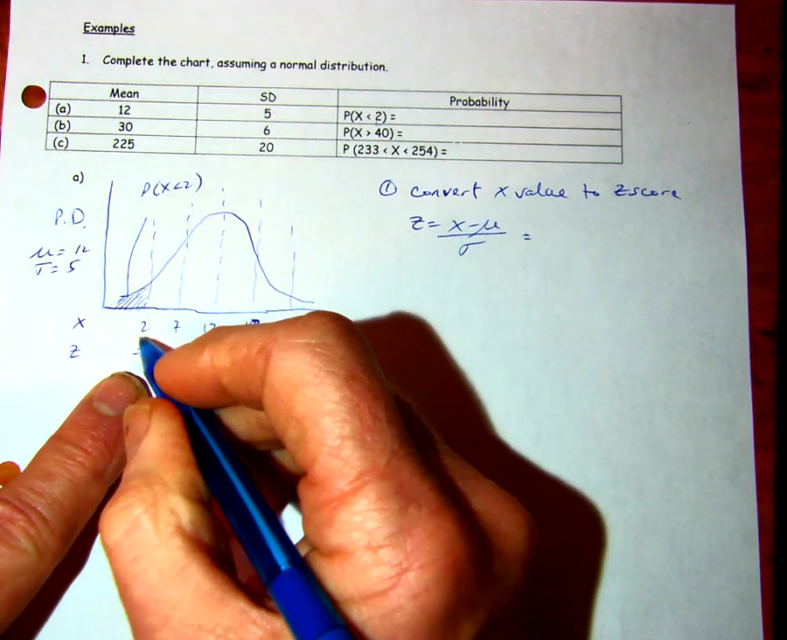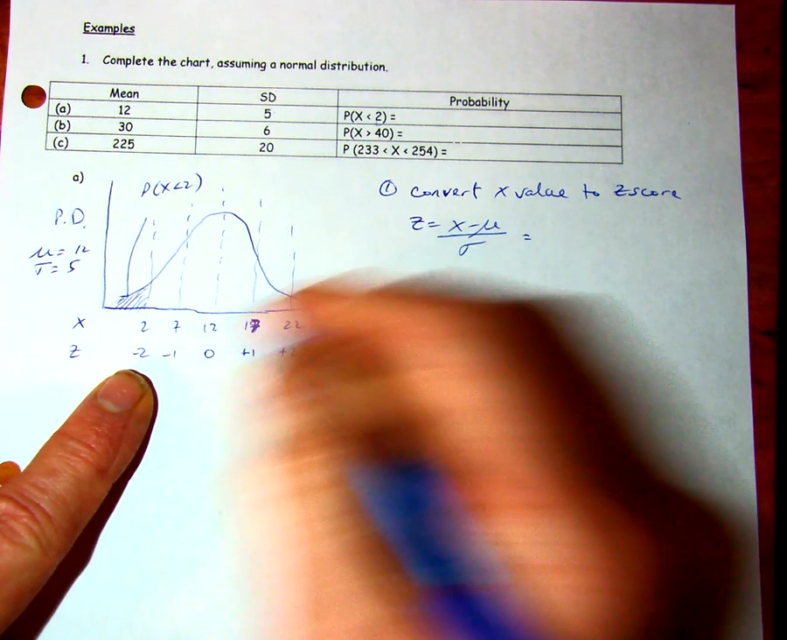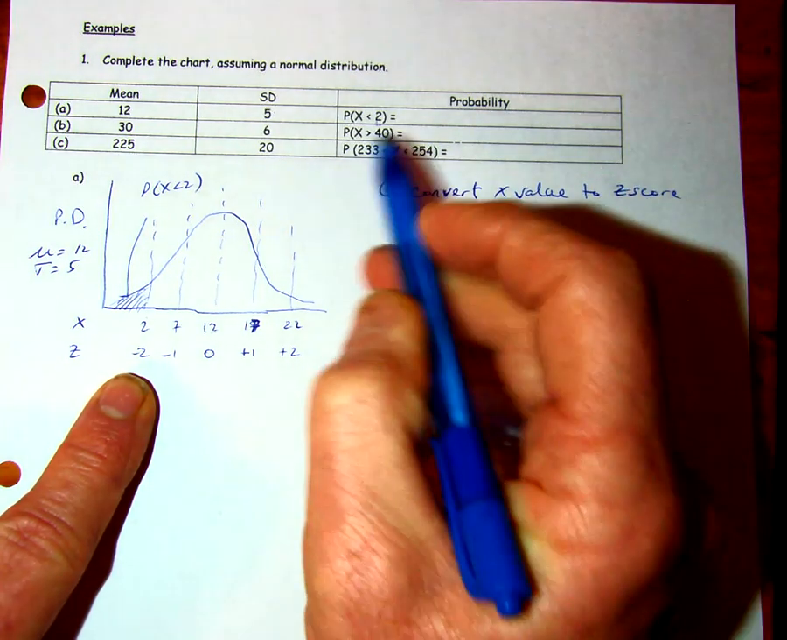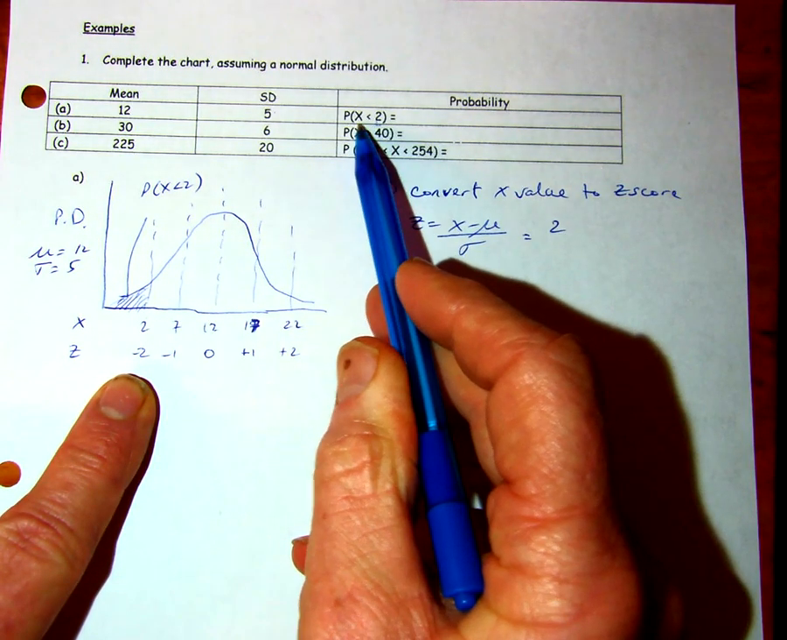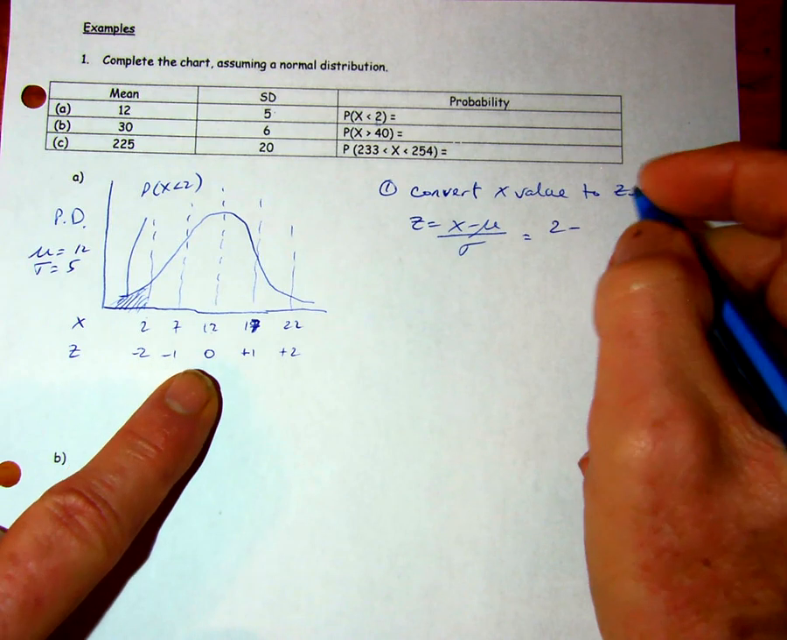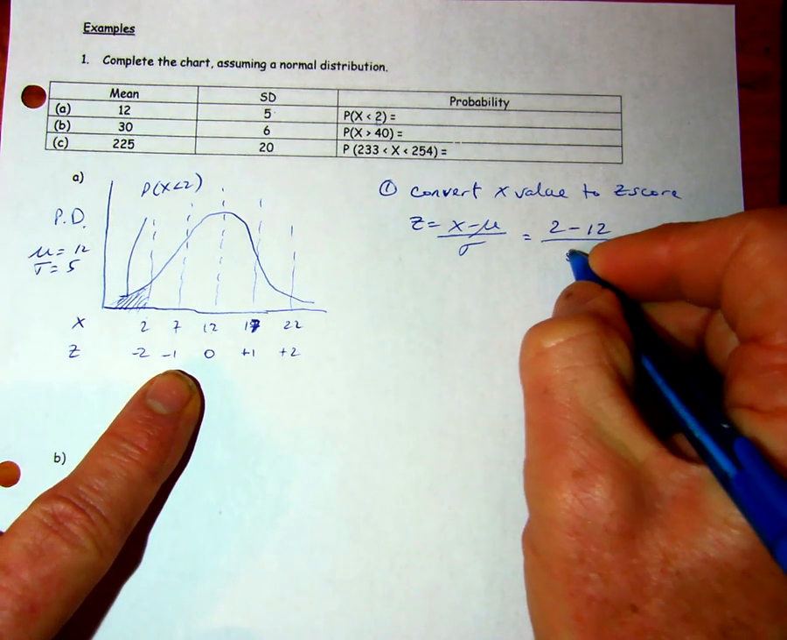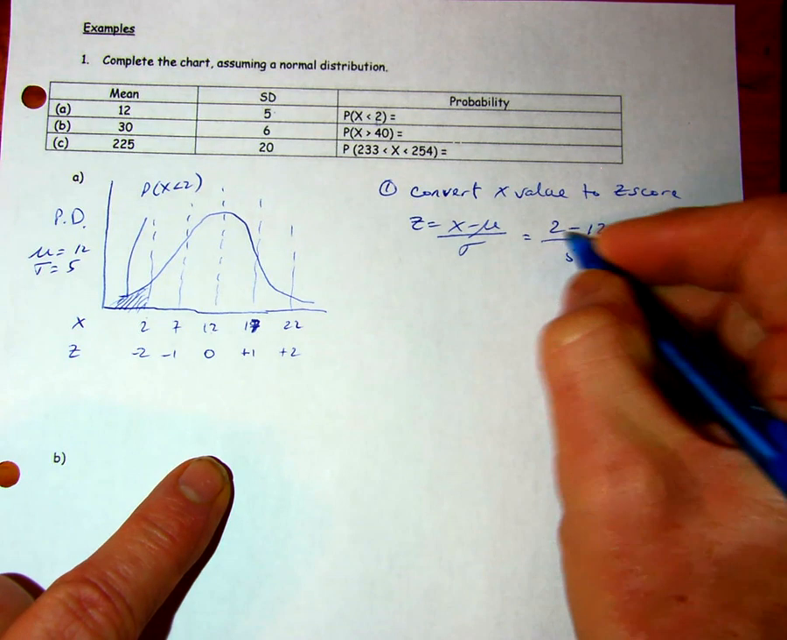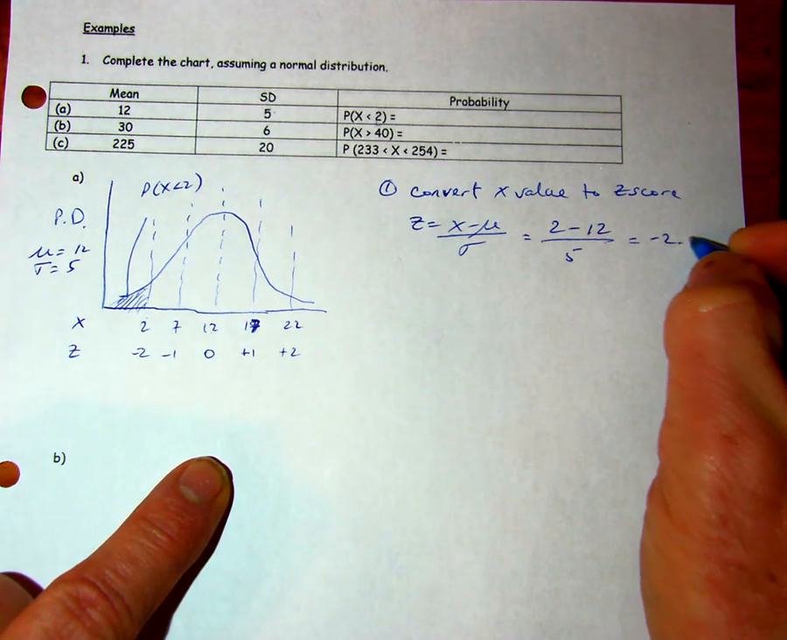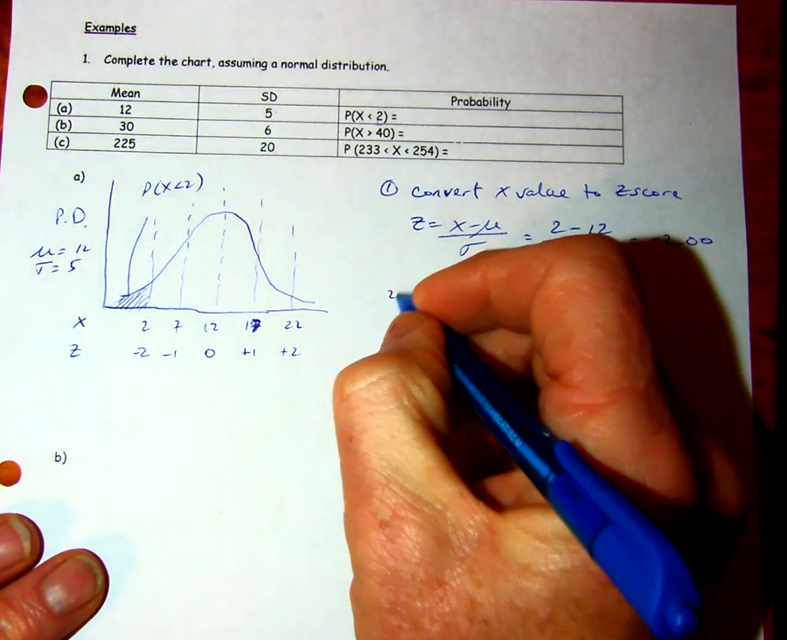So we see it's a -2. The value of 2 turns into a z-score of -2. Let's just do the calculation. The x value is 2. The mean is 12. Standard deviation is 5. And 2 minus 12 is -10. -10 divided by 5 is -2. Let's put some decimals there: -2.00. So that's step 1.